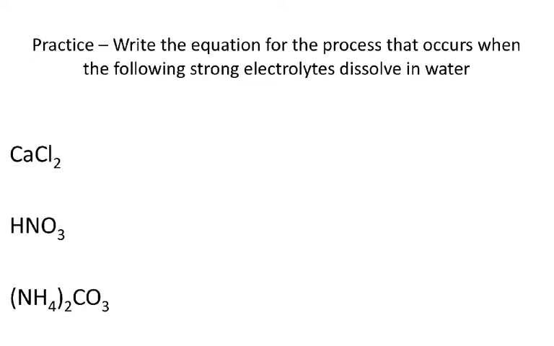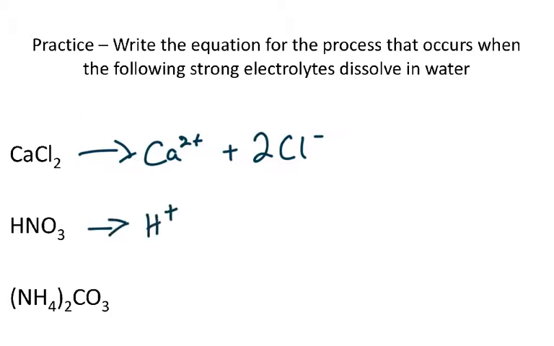So some practice. Write the equation for the process that occurs when the following strong electrolytes dissolve in water. So take a minute, think about what it's going to break up into, and then we can work at it. CaCl2 is going to break up into calcium ions and then 2 chloride ions. HNO3 is a strong acid.